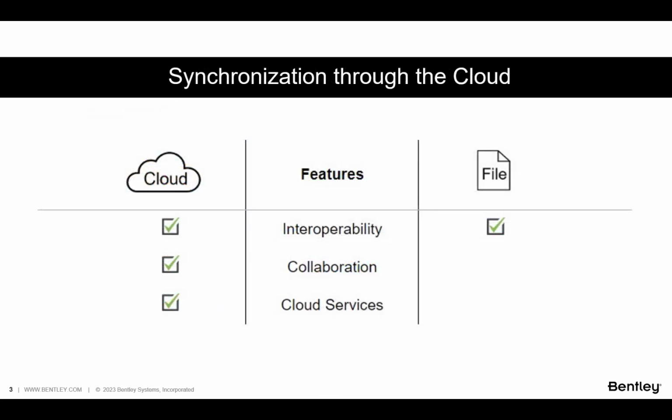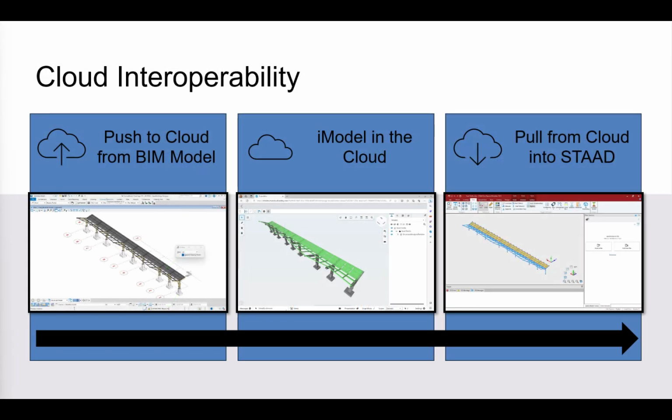Now, the iTwin services allows you to access two modes of file synchronization, cloud and file-based. The file-based workflow allows you to synchronize your model to a local file, while the cloud-based workflow allows you to synchronize your model to the cloud. For this training video, we are focusing on the synchronization through the cloud, specifically how to pull an iModel into the STAAD.Pro Physical Modeler, and then how to push your changes and design results back to your iModel on the cloud.